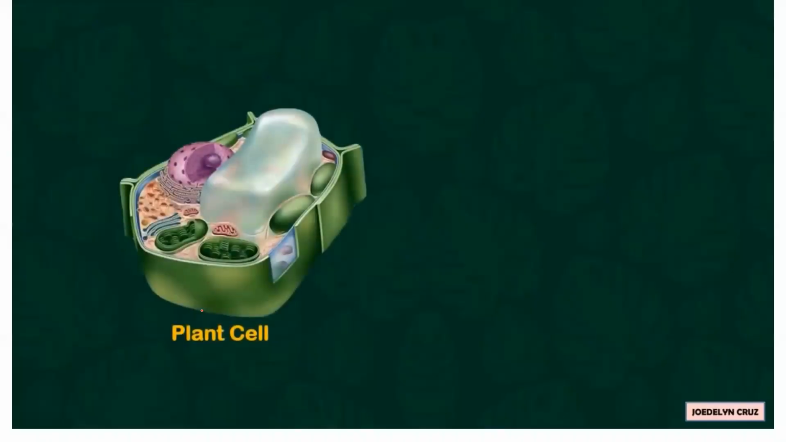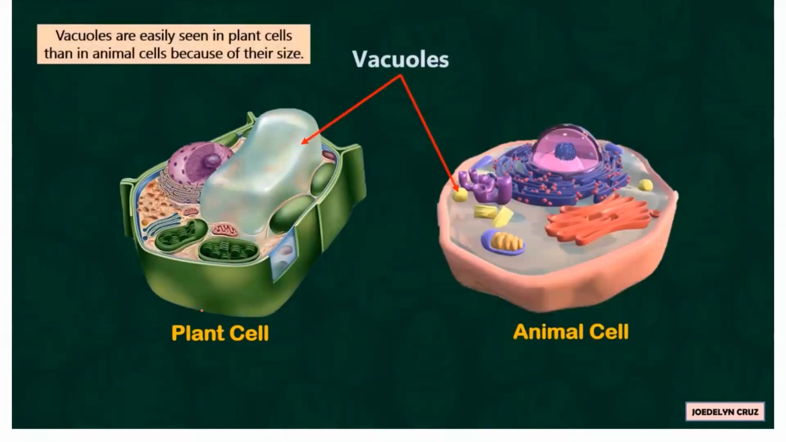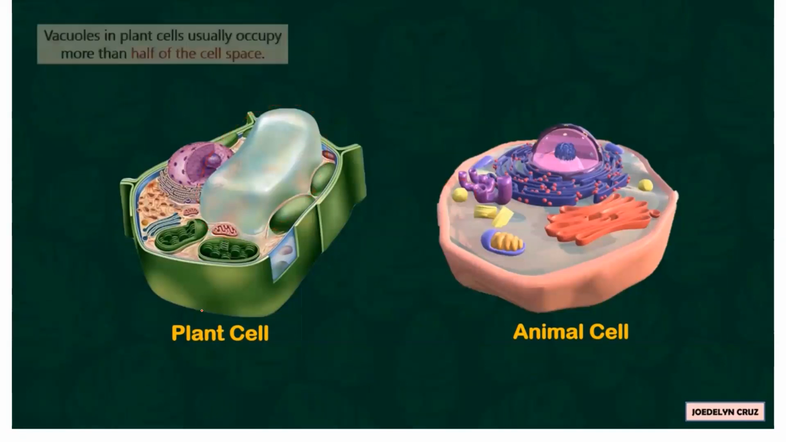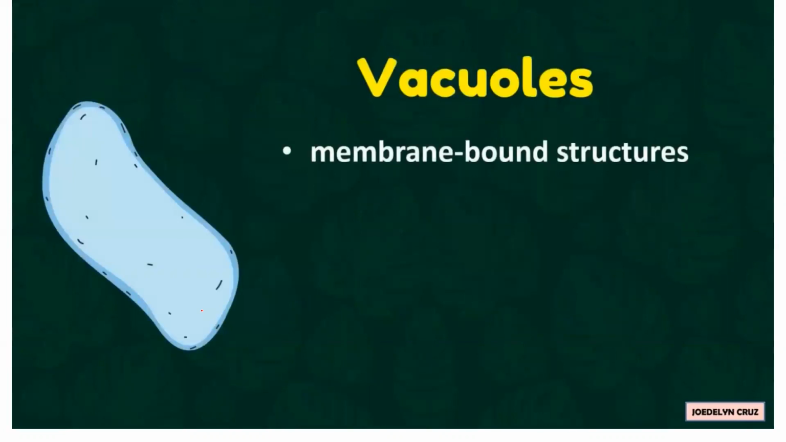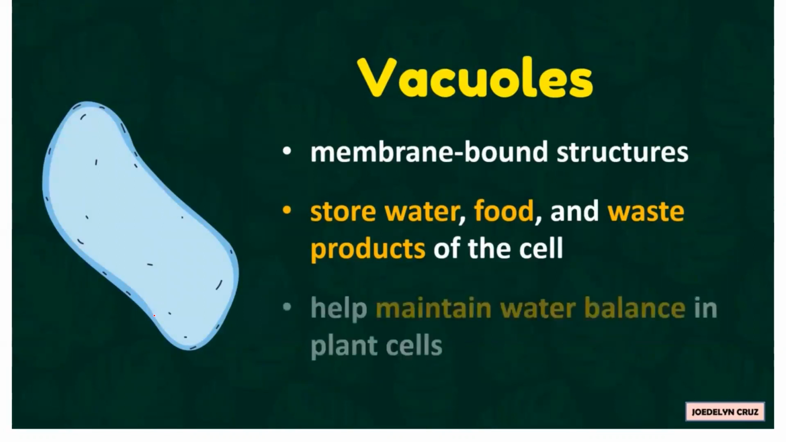The other organelles of plant cells that are also present in animal cells are vacuoles. However, vacuoles are easily seen in plant cells than in animal cells because of their size. Vacuoles in plant cells are bigger than in animal cells. Vacuoles in plant cells usually occupy more than half of the cell space. Vacuoles are membrane-bound structures. They store water, food, and waste products of the cell. They also help maintain water balance in plant cells.